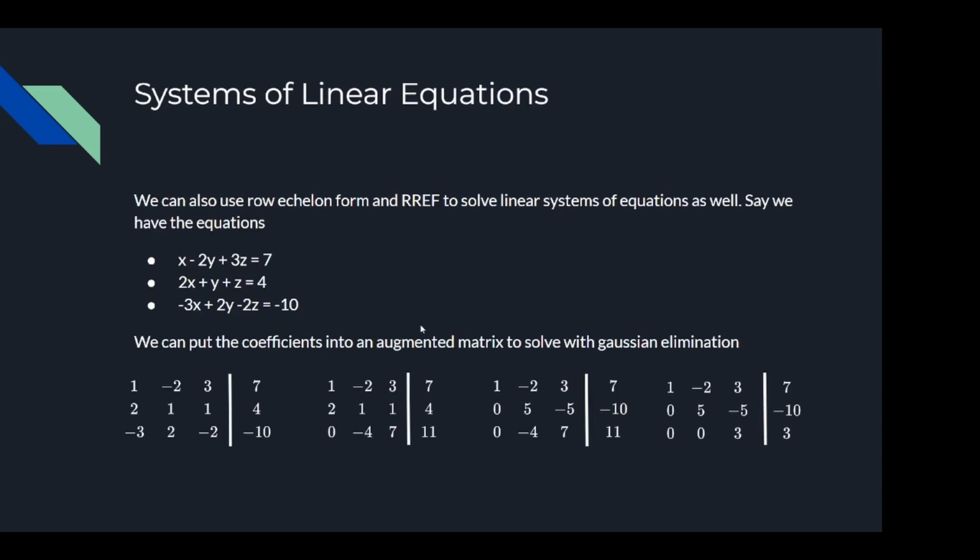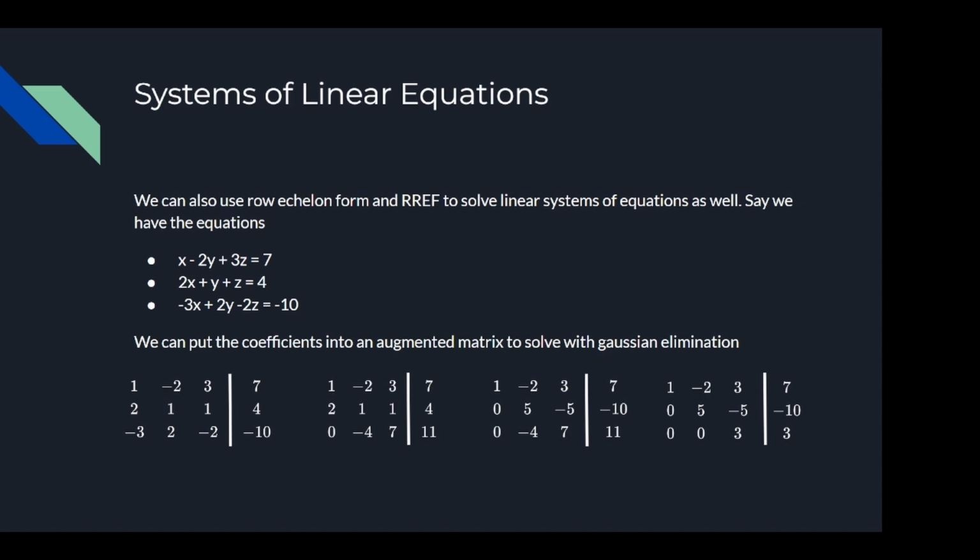And so we can also use row echelon form and RREF to solve linear systems of equations as well. So assuming you already know how to solve systems, you would probably add the first and third equations and continue on with elimination and substitution. However, another way to solve systems is to put the coefficients in an augmented matrix and get the left side into echelon form or into RREF. So you can see the steps that I went through. I won't go through them because that would take too long, but you can feel free to go through them yourself.